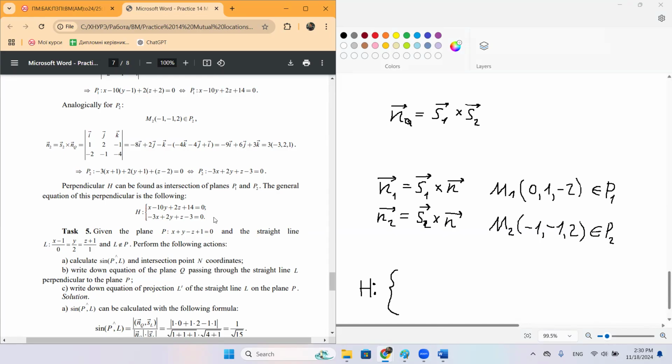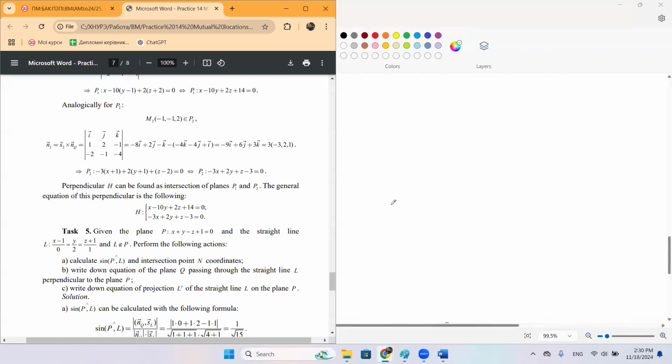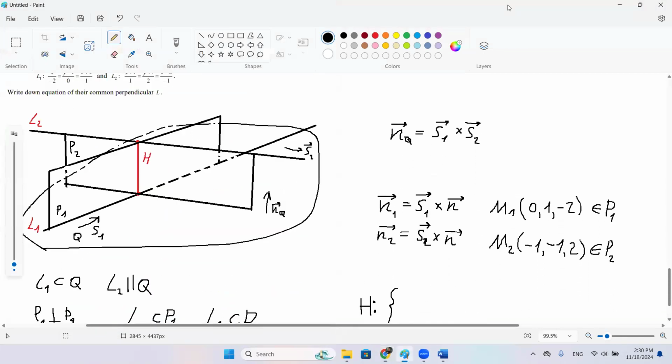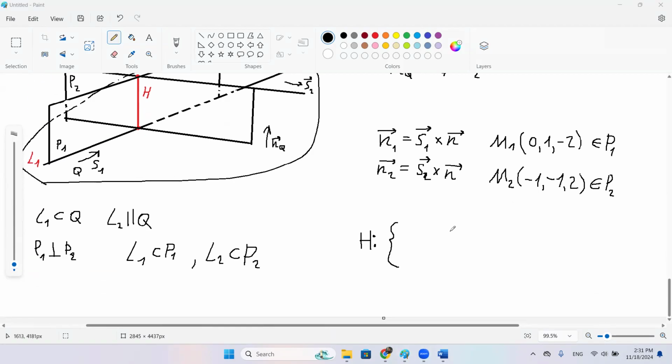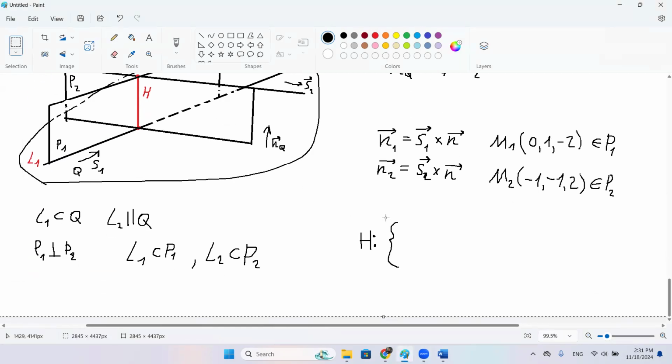So the task was just to find the equation of the common perpendicular. Which form? No details about it. So general will be enough. But of course, it can be reduced to canonical if required. How to do it, you already know. Any questions about this task? Okay, I guess that no questions. So now let's move next.